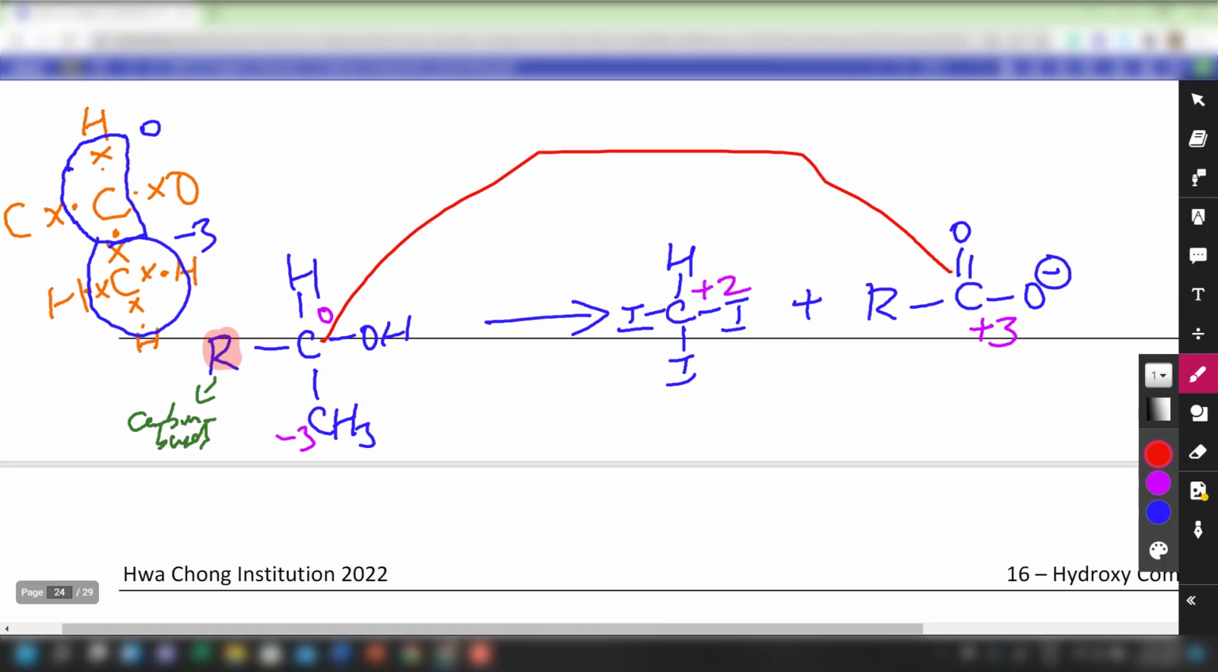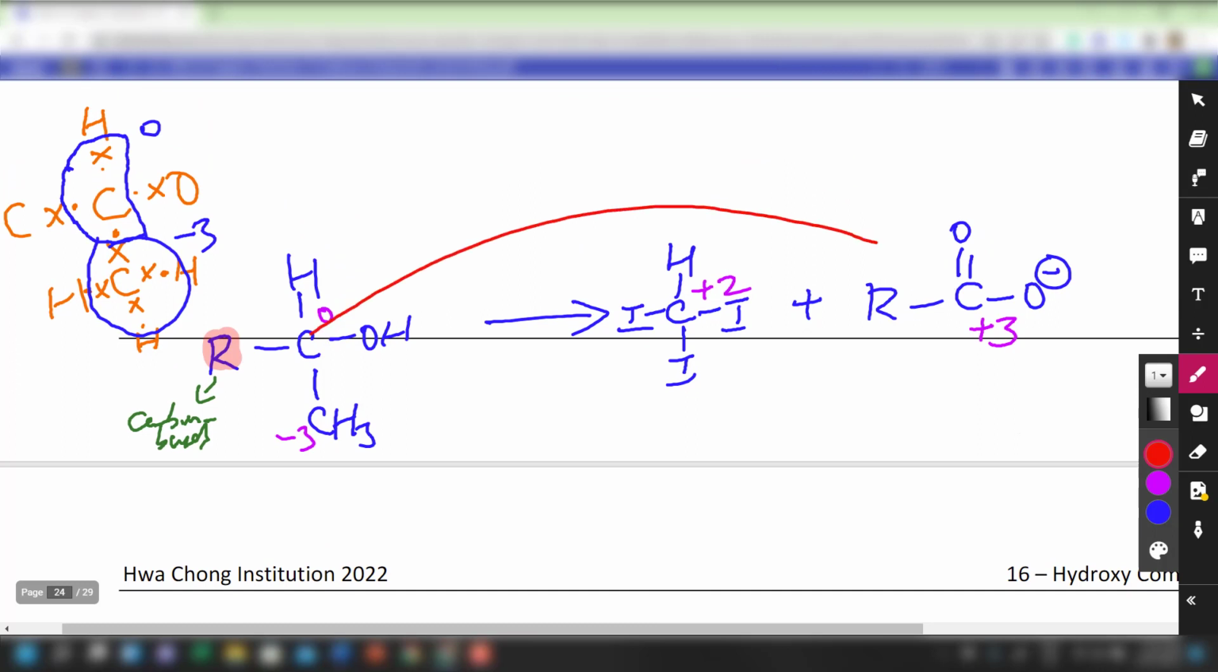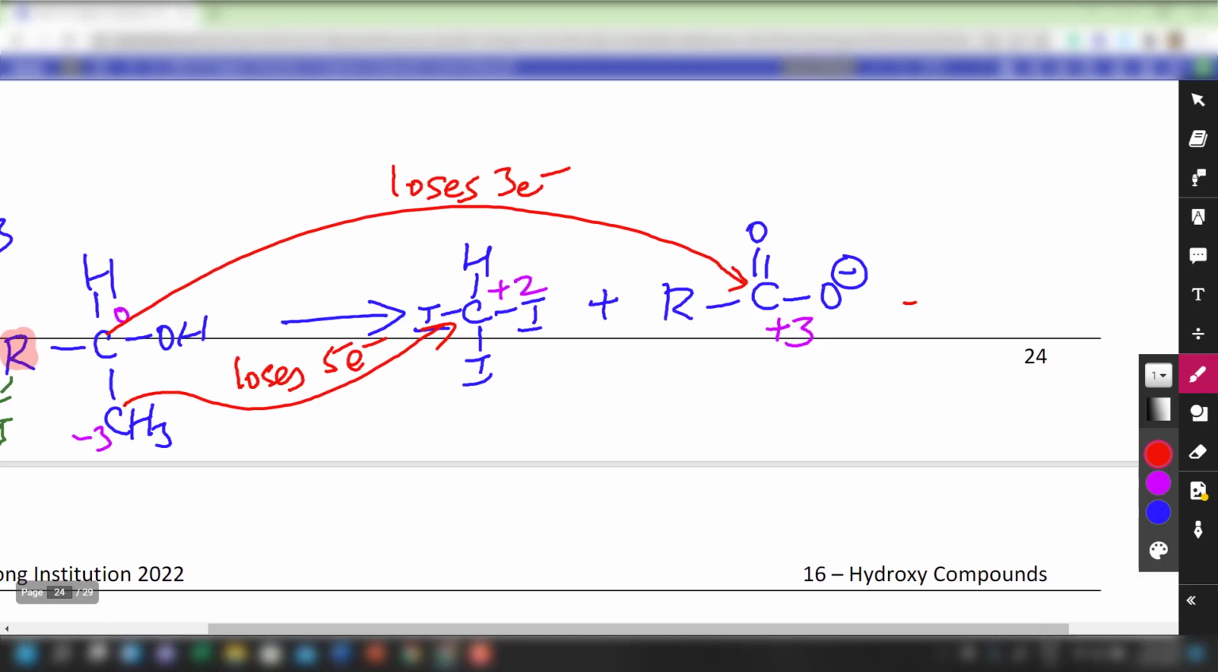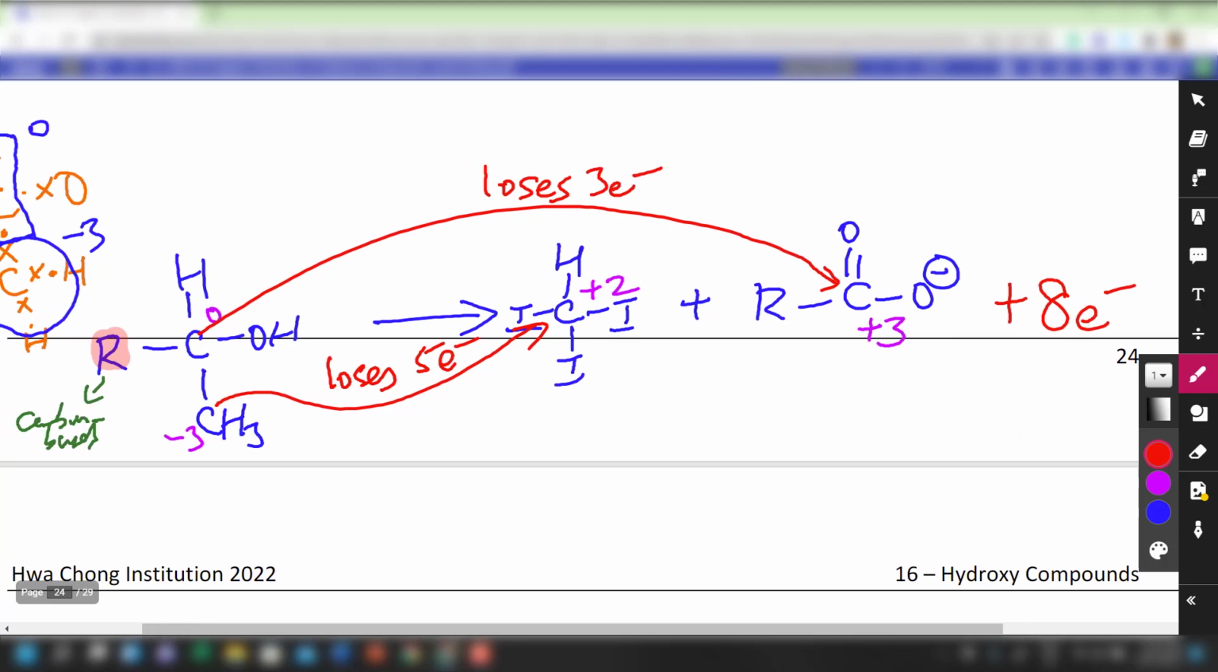Okay, sorry, I'll try again. From 0 to +3. And then from -3 to +2. So in this case, it loses 3 electrons, and then over here it loses 5 electrons. So the net is 8 electrons being lost. You might want to pause for a while and think about it. Is it agreeable that 8 electrons is lost at the end of the day?